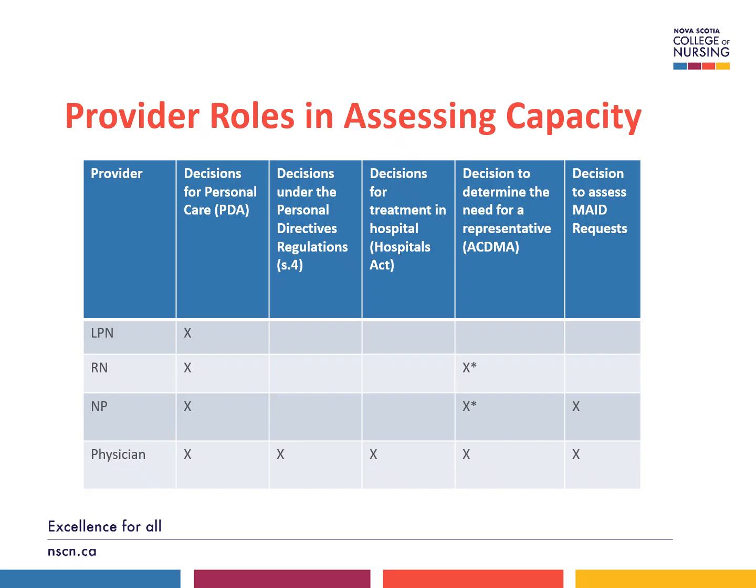The asterisk in the table indicates where additional education by the Public Trustee's Office is required that authorizes providers to become designated assessors. LPNs, RNs, NPs, and physicians may assess capacity of clients in their ability to make personal care decisions under the Personal Directives Act, PDA. Additionally, RNs and NPs who have completed the additional mandatory education by the Public Trustee's Office and are designated assessors may perform capacity assessments to determine the need for a representative under the Adult Capacity and Decision-Making Act, ACDMA.